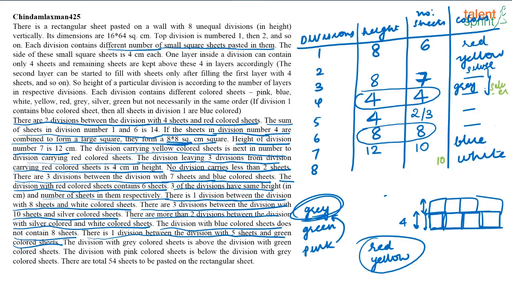Then next it is given there is one division between the one with 5 sheets and green colored sheets. Now where do I place green and pink? That is my next doubt, right? See, I know gray is already here. Between green and the 5 sheets there has to be 1. So if I put 5 here, then which has to be green? 1, 2, this has to be green, but gray is there already. So this has to be 5. If this is 5, then which will be green? This will be green, and so this will be pink.